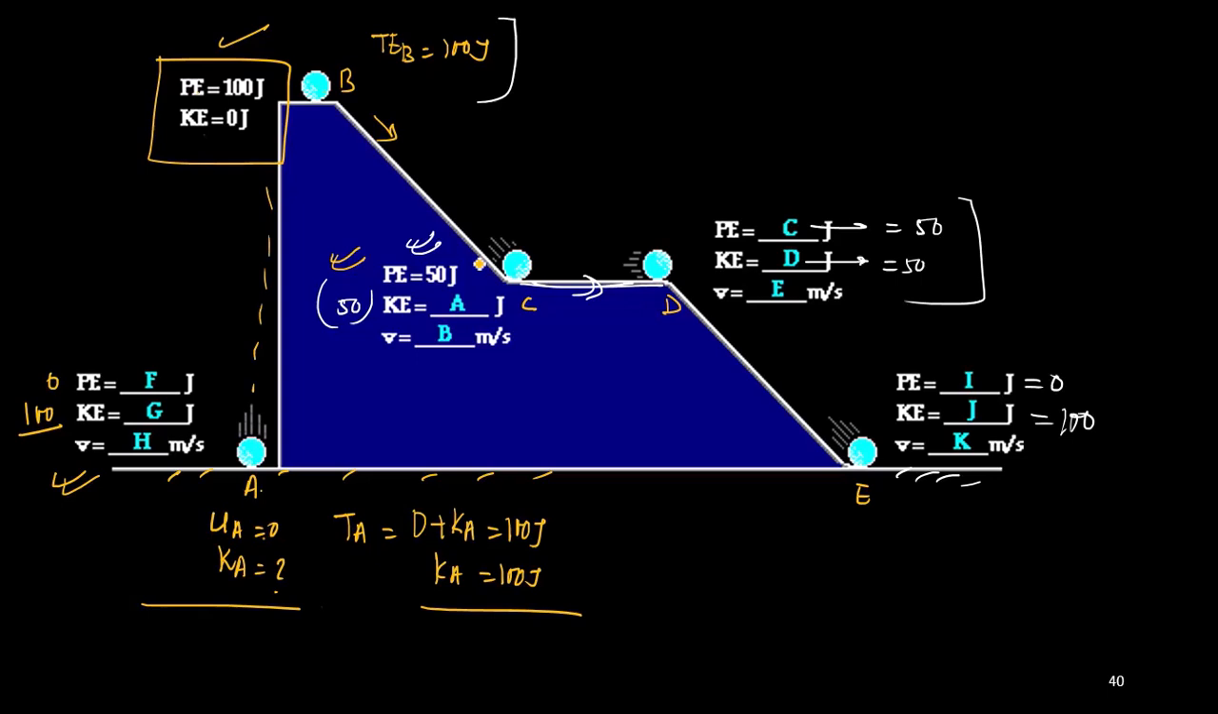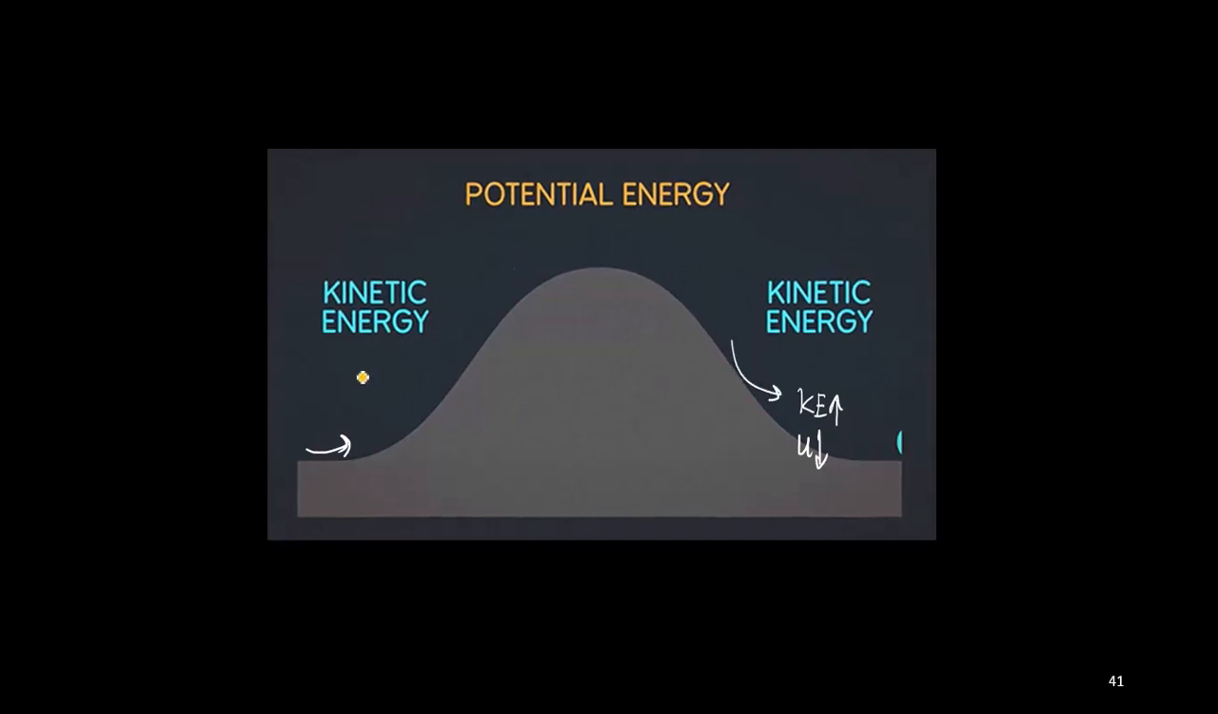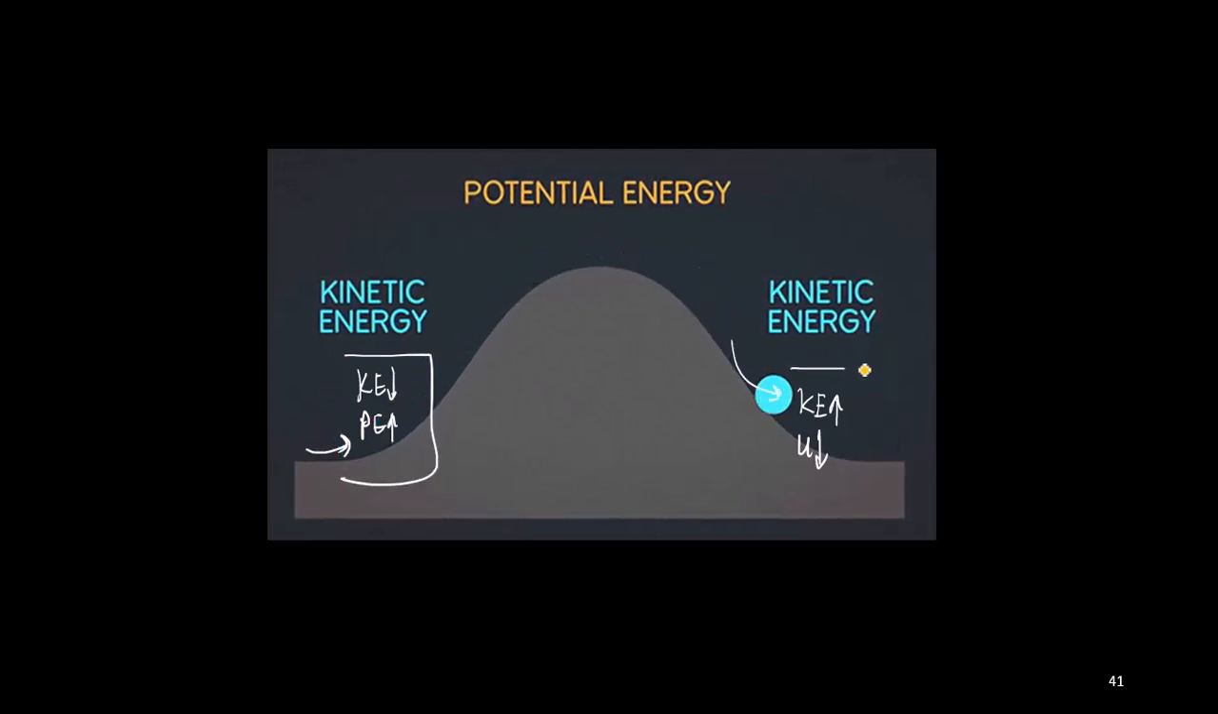Otherwise, I cannot. Okay. Now, that means whenever I am moving up the hill, the kinetic energy is being reduced and potential energy is being increased. And whenever I am moving downward, the kinetic energy has to be increased and potential energy has to be decreased. So at any point, the sum of these two numbers should be equal. At any point, the sum of the energy is constant.